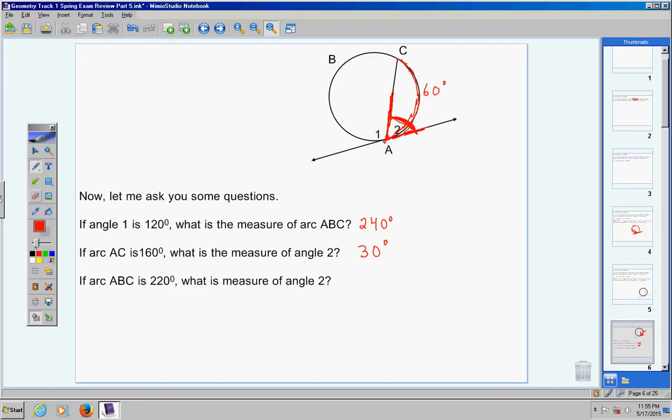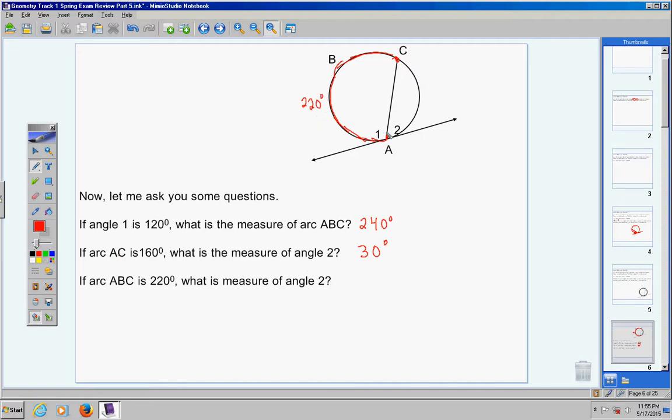Now, here's where it gets a little interesting. See if you can figure this one out. If arc ABC is 220, so from A all the way to B, all the way to C, that arc ABC is 220 degrees.